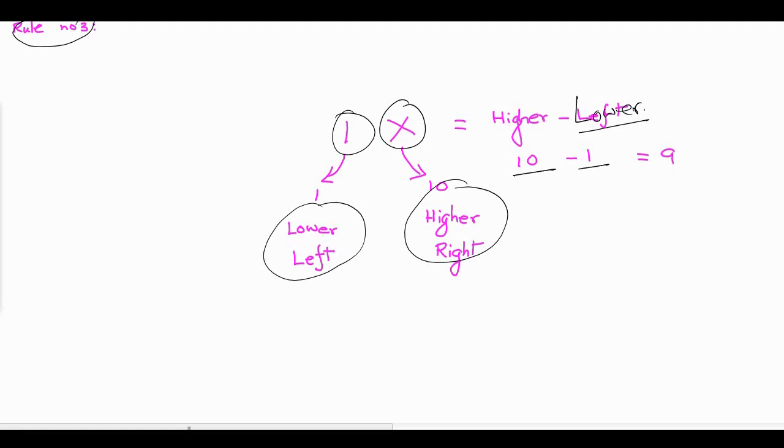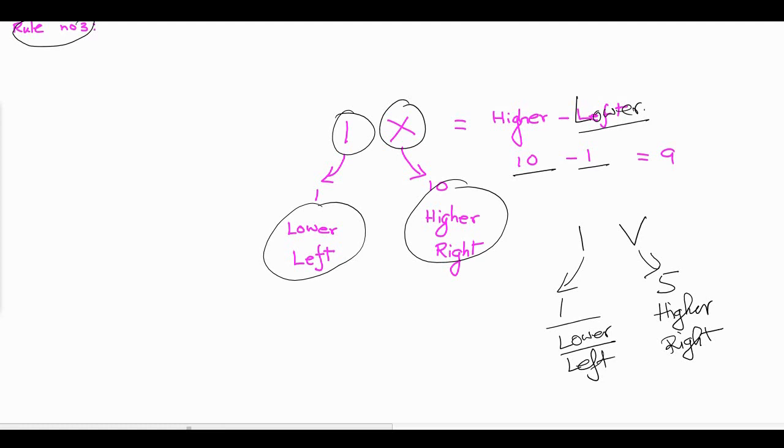I can give you another example: 4. This one is 1, this one is 5. Here the lower one is situated at the left of the higher one. That means we have to go to the minus theory, or subtraction theory. 5 minus 1, that means this is 4. So this is a very simple idea.